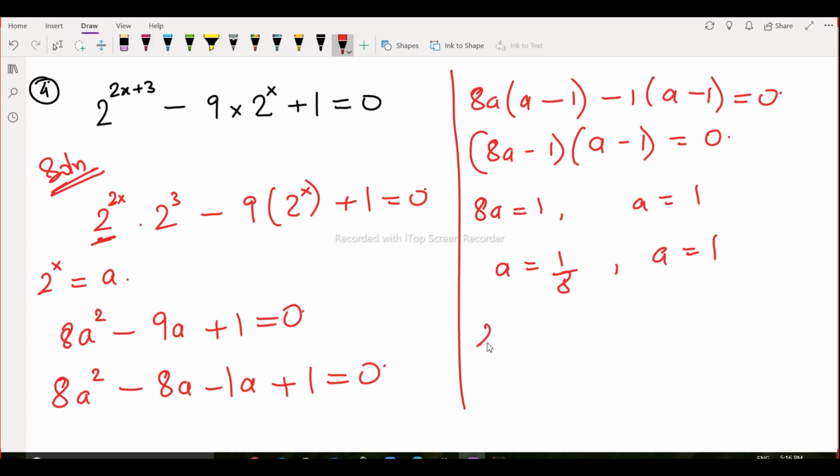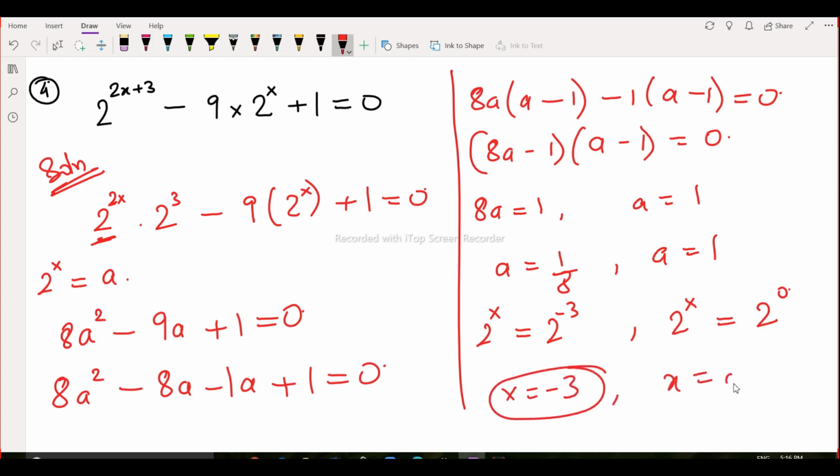So now a is 2 raised to x. So 2 raised to x is equal to 1 by 8. So 1 by 8 is 2 raised to minus 3, or 2 raised to x is equal to 1. So 1 I can write as 2 raised to 0. So the value of x is either x is equal to minus 3 or x is equal to 0.